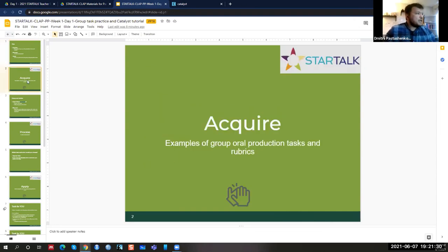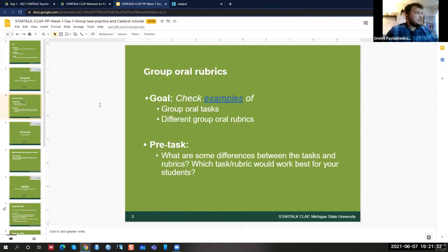So let's start with the acquire part. In line with task-based language teaching, I'm going to give you a pre-task. I'm going to show you some rubrics and some tasks. I want you to think, what are some differences between the tasks and the rubrics? A spoiler alert for you, the rubrics will be drastically different. And think about which task or rubric would work best for your students or for different students, right?